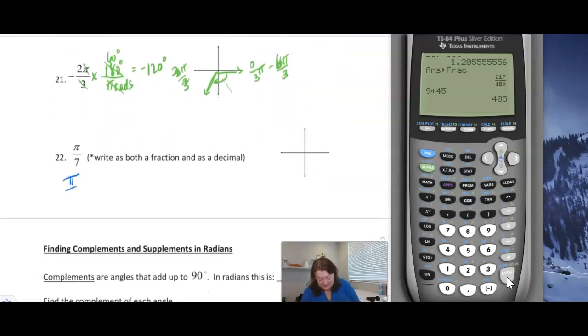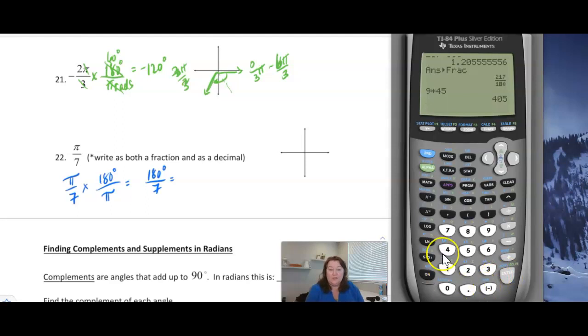So we're going to take pi over 7. We're going to multiply it by 180 degrees over pi. And we're going to get 180 degrees over 7. So it says write both as a fraction and as a decimal. Okay, as a fraction, it's 180 over 7.